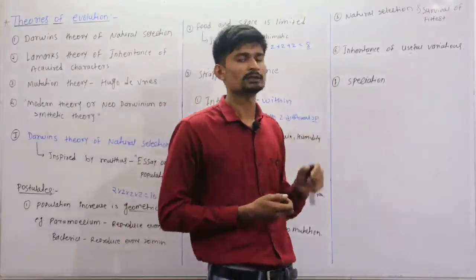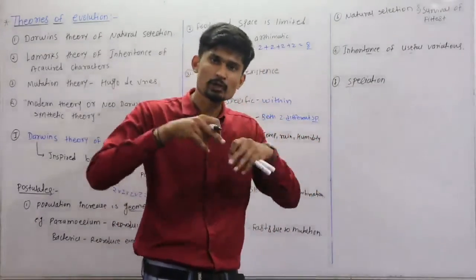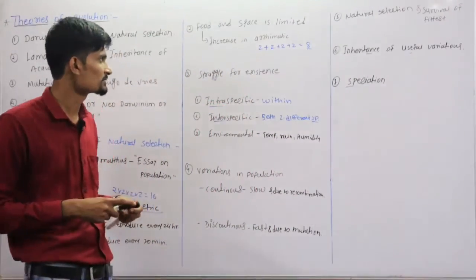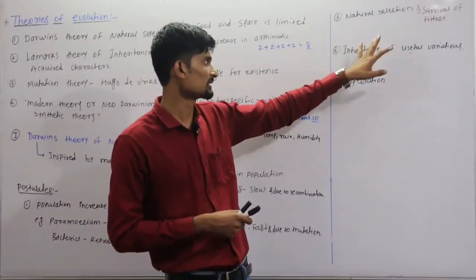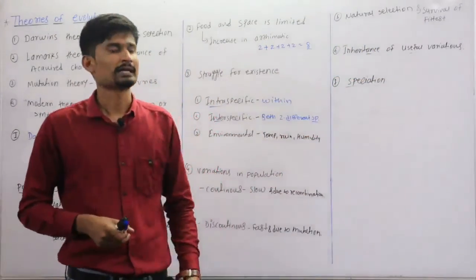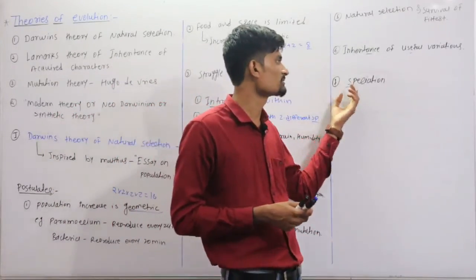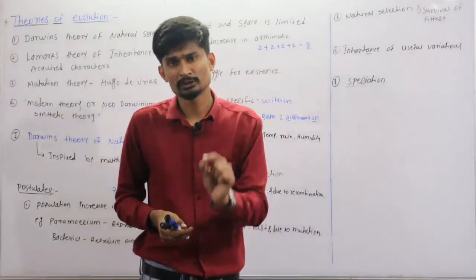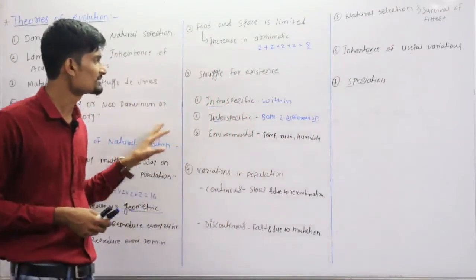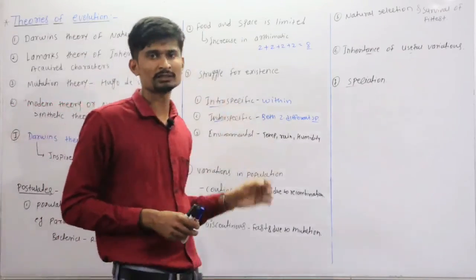And the last one leads to speciation. Speciation means the formation of a new species. So for the formation of a new species it has to go through natural selection and survival of the fittest, and there should be inheritance of useful characters or useful variations, and then lastly it leads to speciation, meaning formation of the new species occurs. So this is the theory of Darwin, that is Darwin's theory of natural selection.